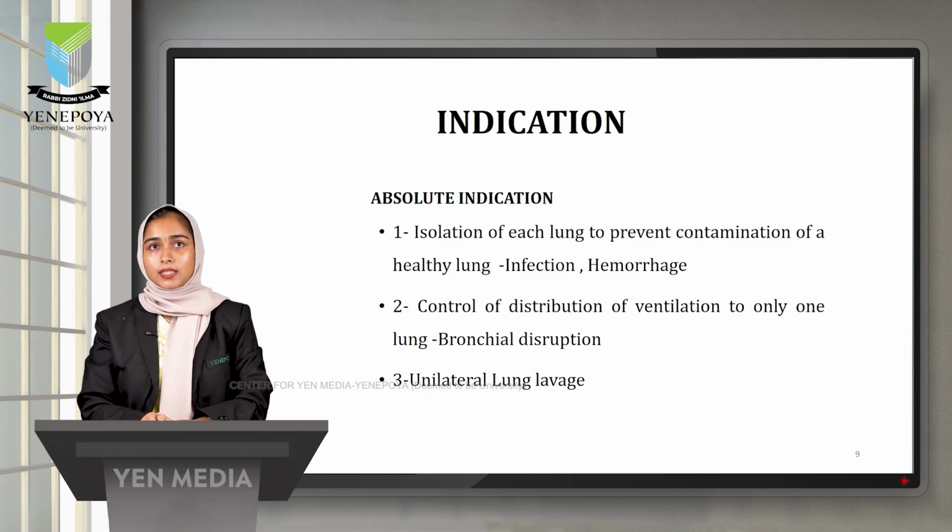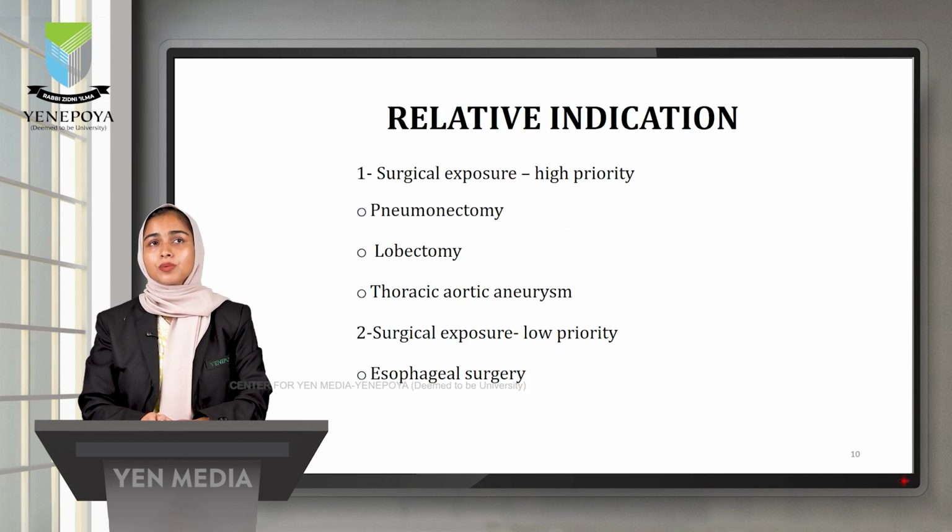Now we are moving to the indications. There are absolute indications and relative indications. The first point is isolation of each lung to prevent contamination of the healthy lung, that is infection and hemorrhage. Second, control of distribution of ventilation to only one lung, such as bronchial disruption. The third point is unilateral lung lavage.